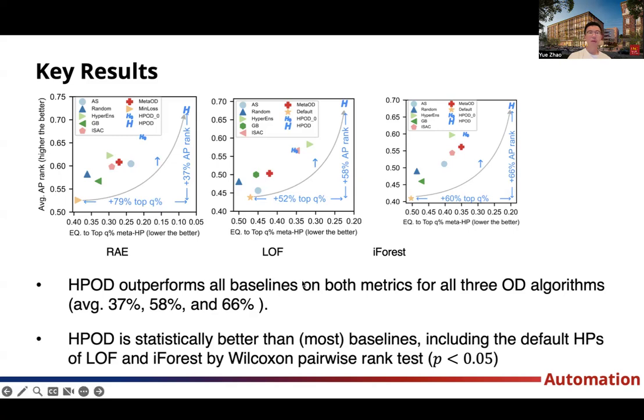And we also tried the pairwise statistical test, and it gave us a result saying it's statistically better than most of the baselines, including some default hyperparameters. So with that in mind, it's a very good, nice, and generalizable algorithm for outlier detection hyperparameter optimization.